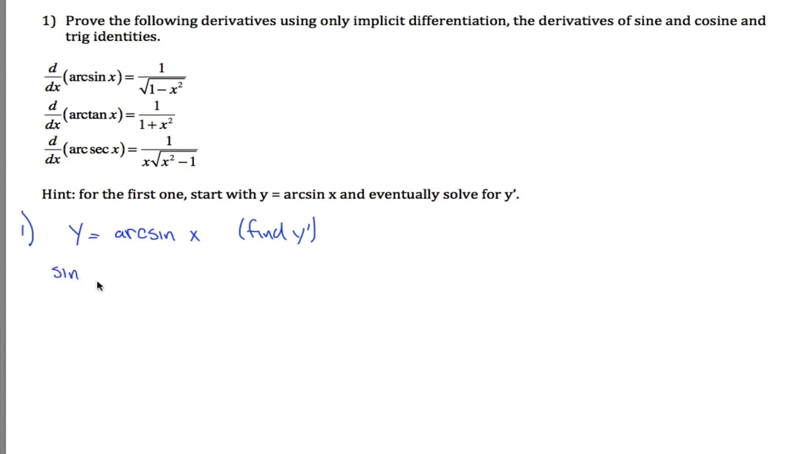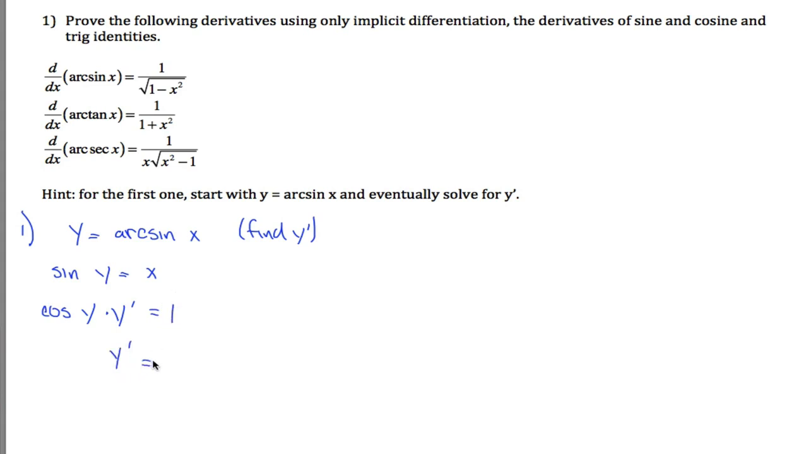But what I could do is take the sine of both sides of the equation and then take the derivative of both sides of the equation. The derivative of sine of y is cosine of y times y prime. That's chain rule going on here. The outside function is sine of something. The inside function is the y. Derivative of x is just 1.